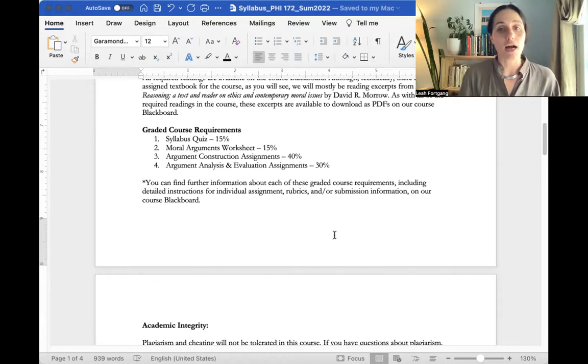Within those individual instructions, it includes information about how you're going to submit it, and the deadlines, etc. And then finally, for the argument construction assignments and the argument analysis and evaluation assignments, there are rubrics posted for both on Blackboard. I'll show you where those are in just a moment.